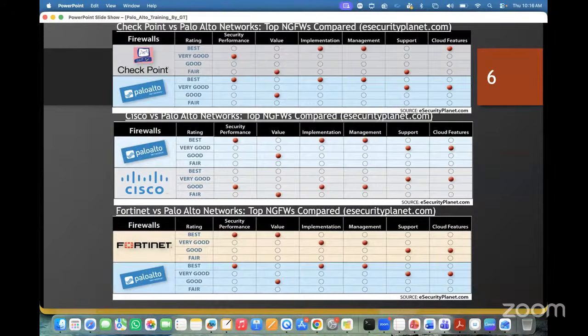Hey customers, if you really want to understand who has the best product, we rated these products based on their performance, their value for money, and their implementation, management and support. And then you can just go, and this is also on esecurityplanet.com. You guys also search about that. All these databases are going to be available in that place as well.